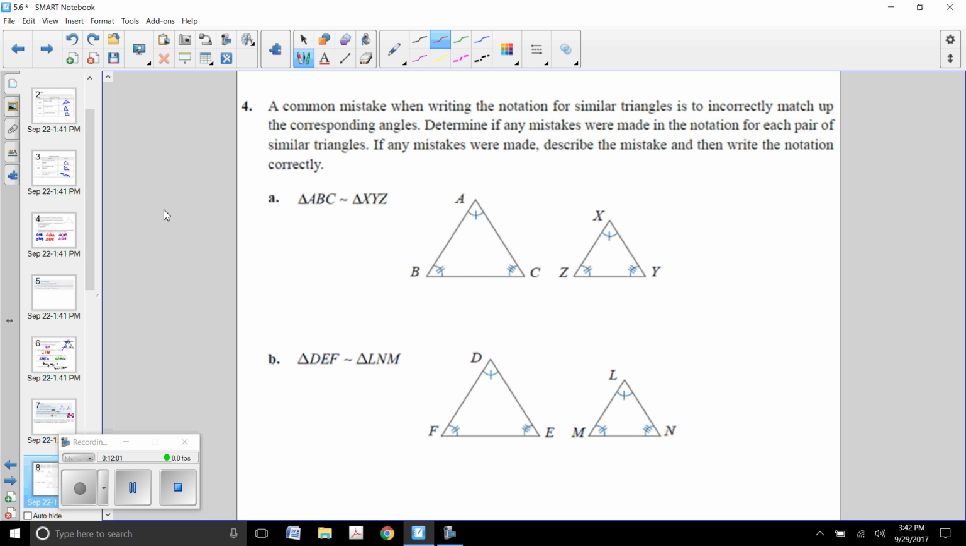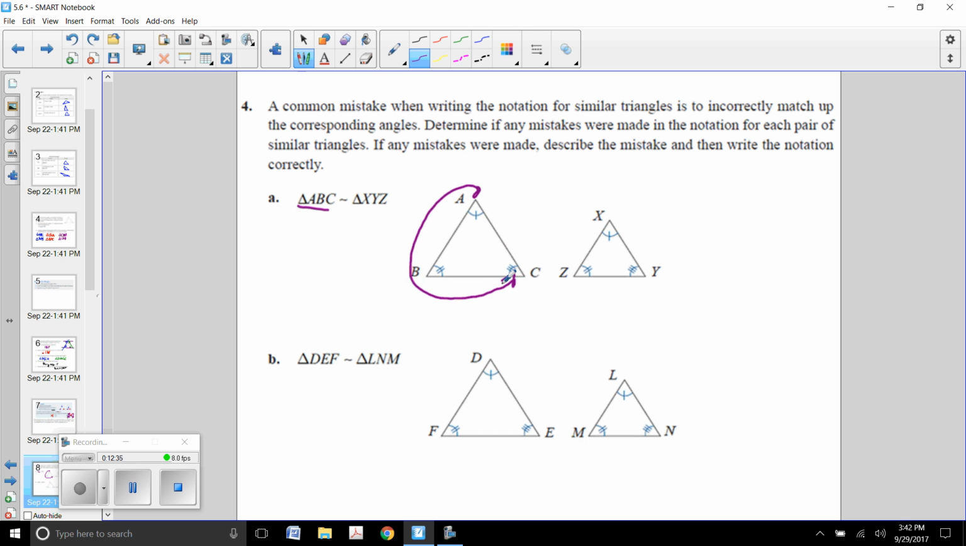A common mistake when writing the notation for similar triangles is to incorrectly match up the corresponding angles. Determine if any mistakes were made in the notation for each pair of similar triangles. And if there was a mistake, it says describe it and then write the notation correctly. So if we look at our first triangle in its notation, it's calling this triangle ABC. So we started naming here, and we went counterclockwise to B, and then stopped at C.